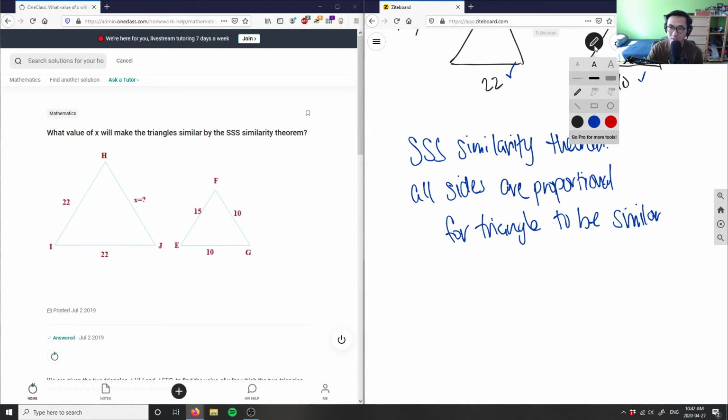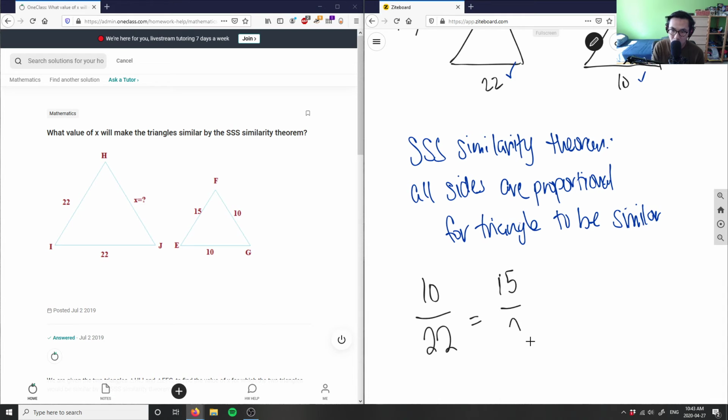So I'm going to set up a ratio and say the proportion is from triangle 1 to triangle 2. So this is 10 over 22, which is our ratio here. 10 over 22 equals, again, this side over this side, right? So 15 over x here. 15 over x, because that's what we're solving for, right? So again, these top two terms are from triangle EFG.